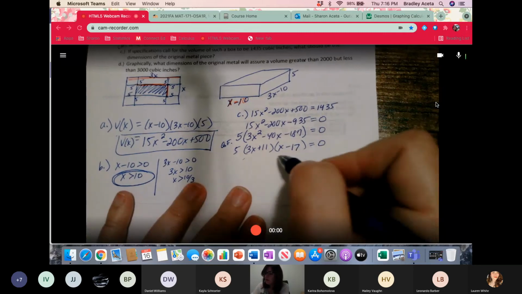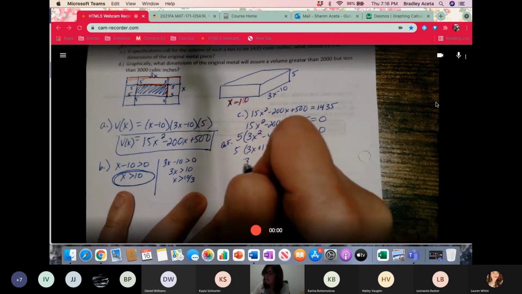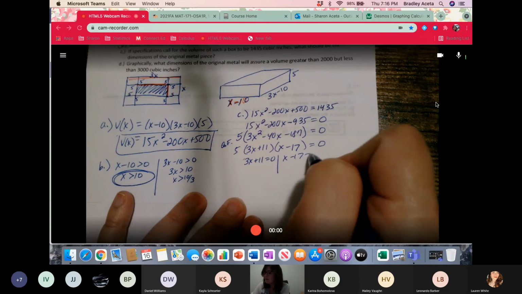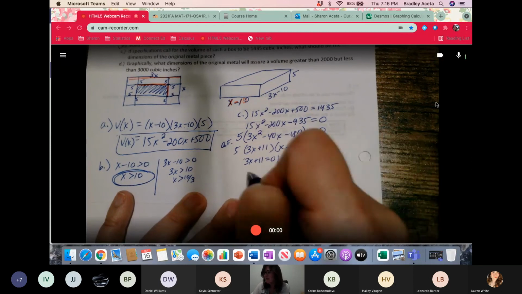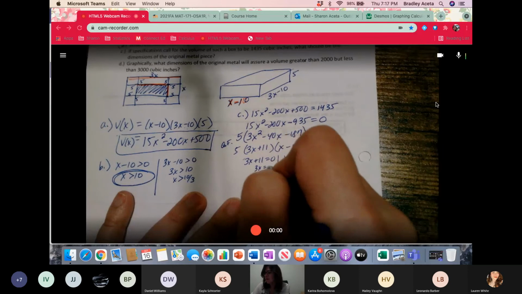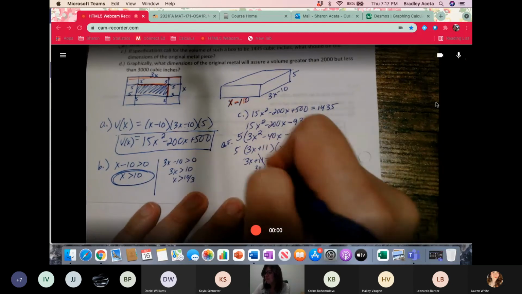And then you set each of these equal to 0. So you'd have 3x plus 11 equals 0, and x minus 17 equals 0. So x is 17. This one you would get a negative number for x, and again, we can't have it. We have x to be restricted here.